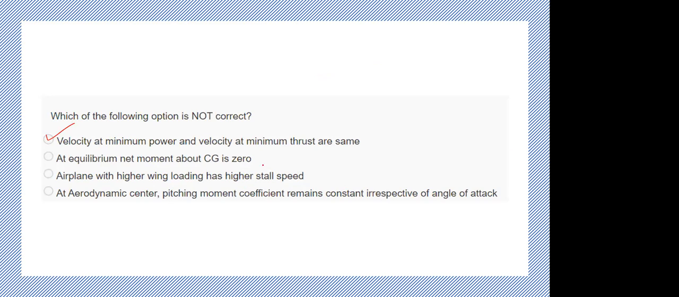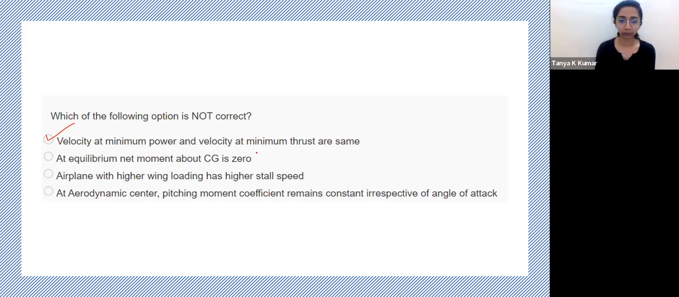Yes, that's why it is called equilibrium. So we define equilibrium as sum of the moments and sum of the forces are 0. Airplane with higher wing loading has higher stall speed. We just saw it in the first question. It is true. At aerodynamic center, pitching moment coefficient remains constant irrespective of angle of attack. Again, by definition, that is true. So the only option that is not correct is the first one.